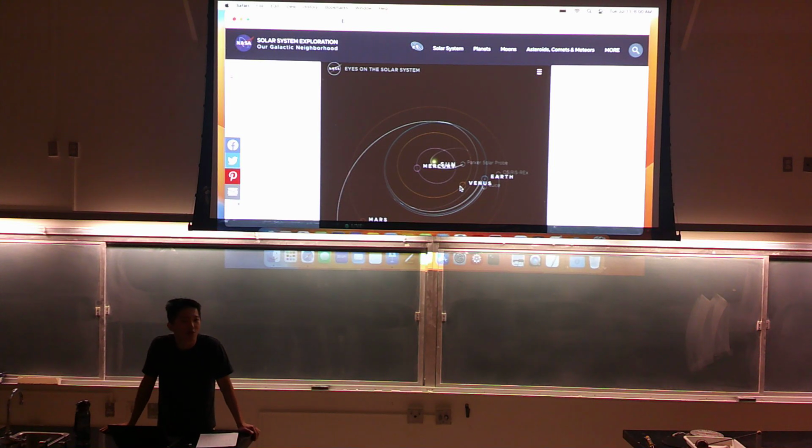Apply some F equals ma on some particles. Point-like particles are very small. We cannot see them. This is a lot of particles, but doesn't look like one.